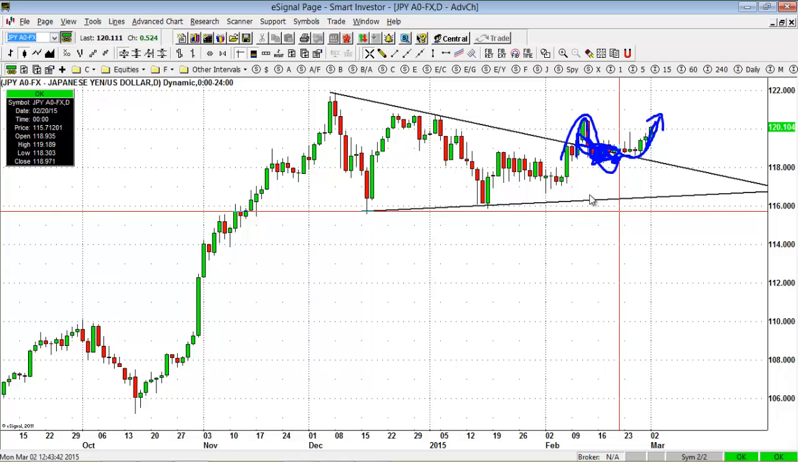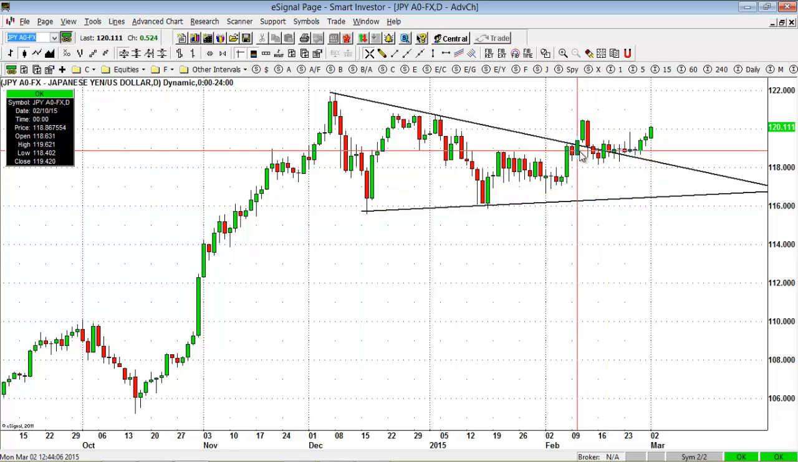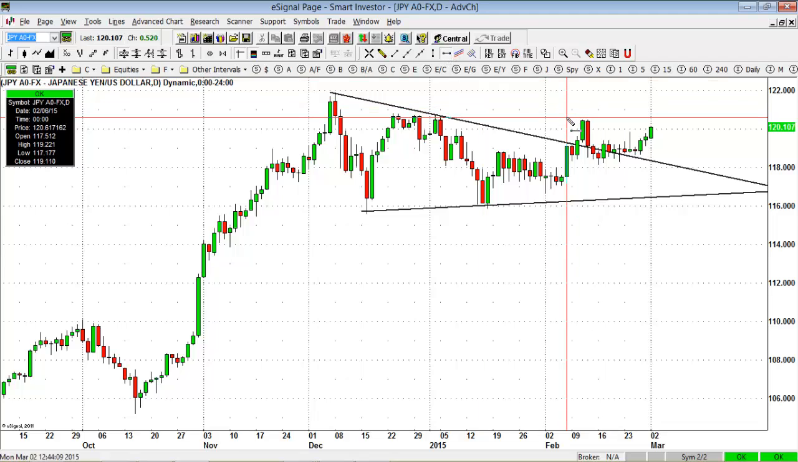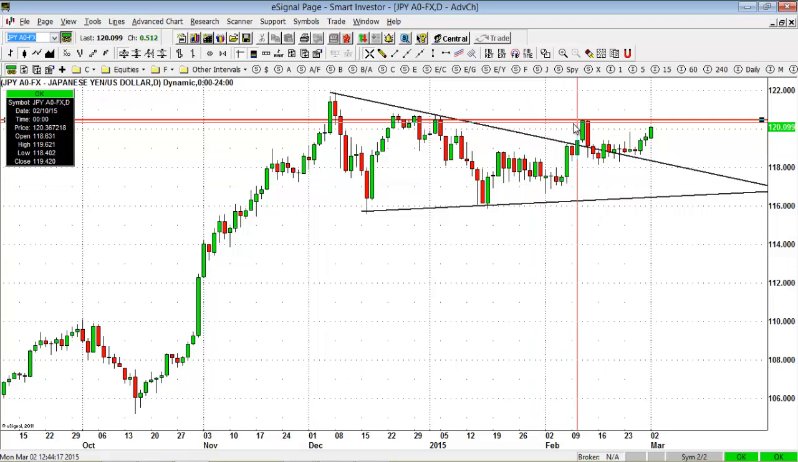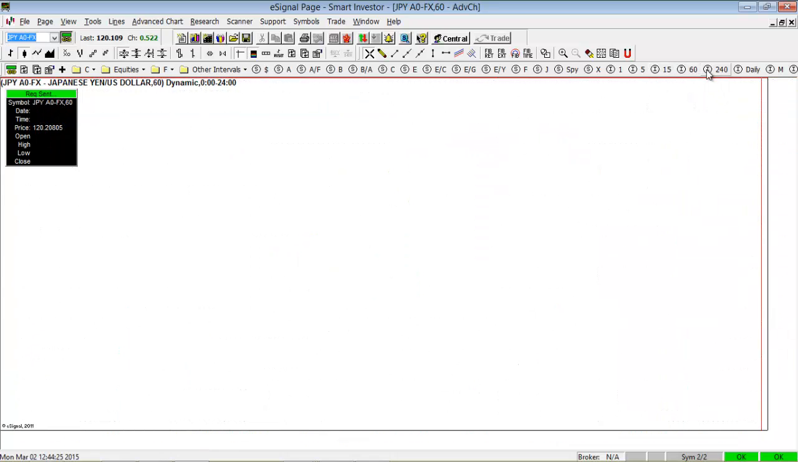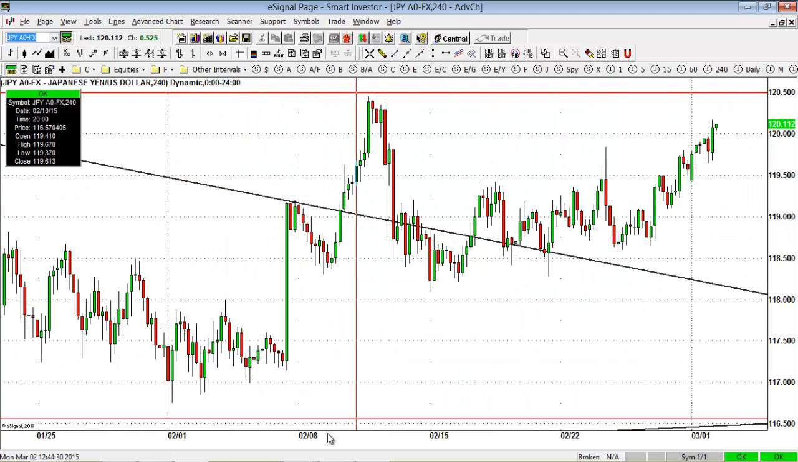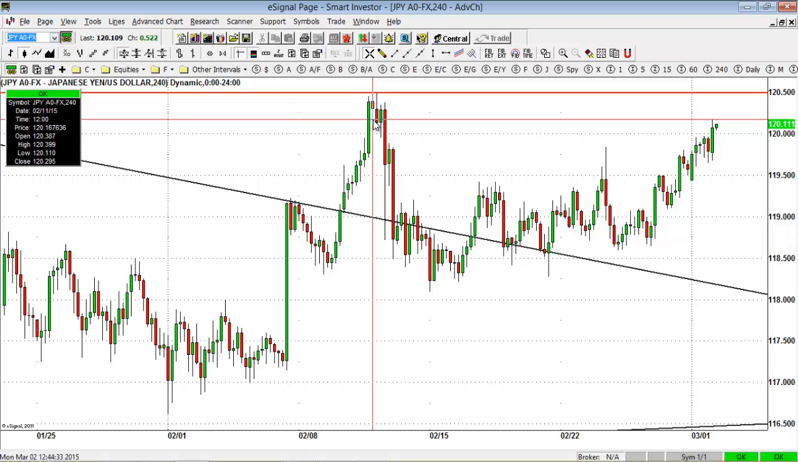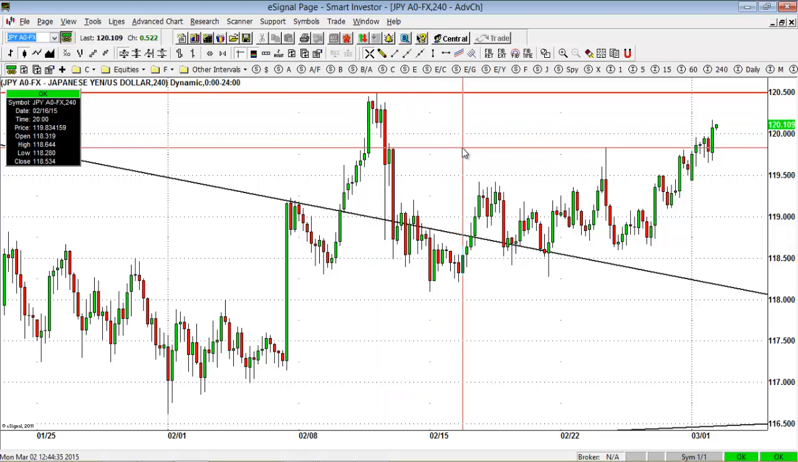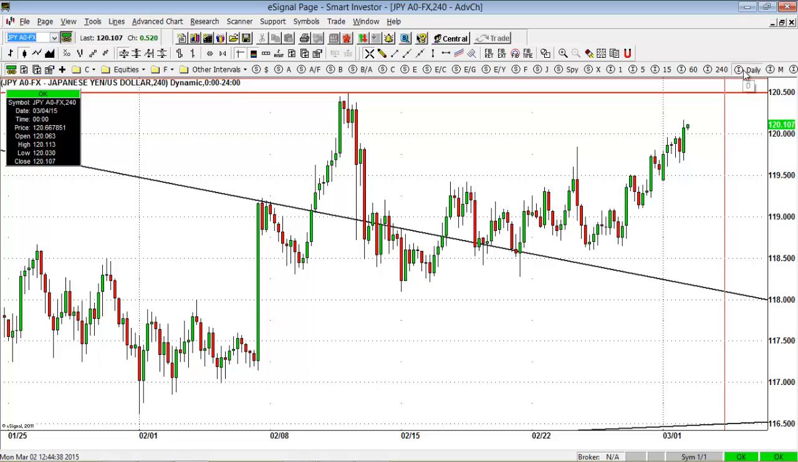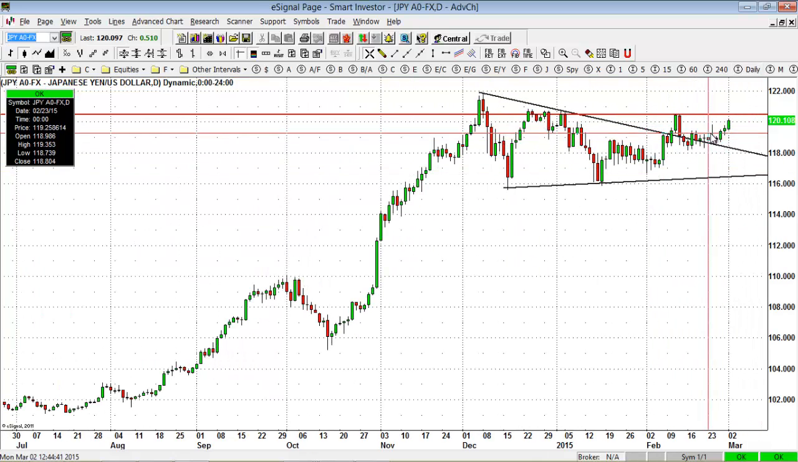The first obstacle with the yen will be up at this previous high here. Let me just draw it. Put the line down a little bit. Okay, this previous high is at 119.89. So we could see some resistance. Looking on the 4-hour charts, we could see some resistance up at the 120.40 to 120.50 area in the Japanese yen.